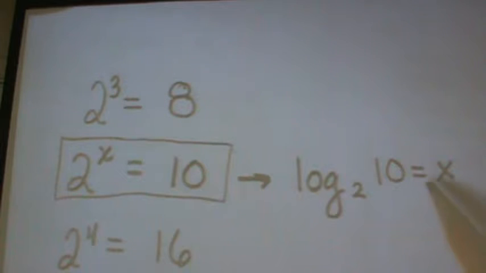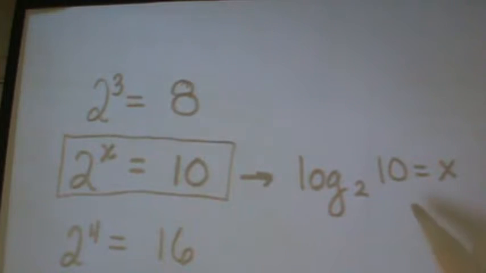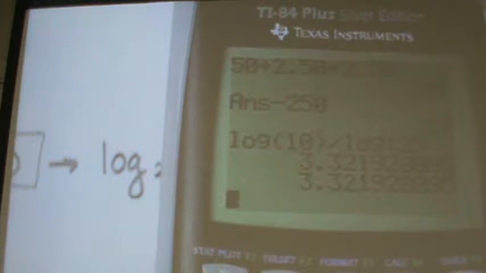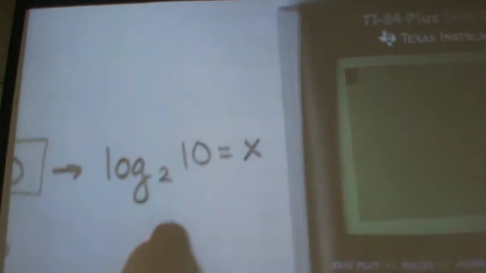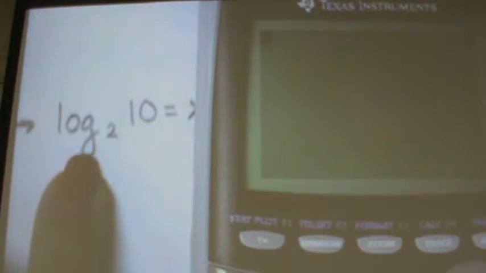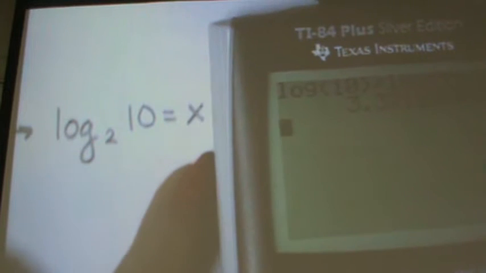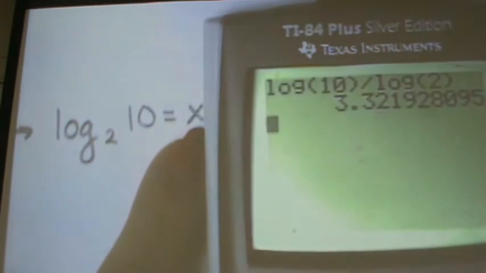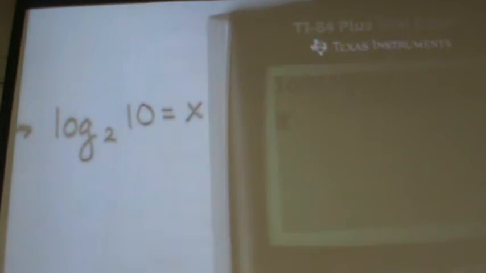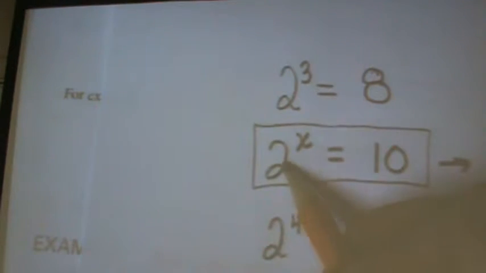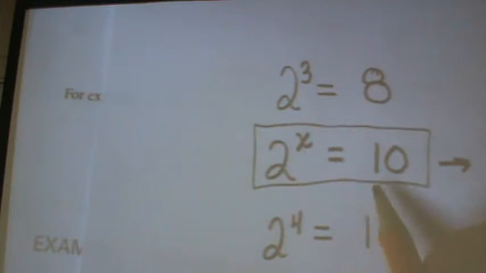Now depending on the calculator you have, if you have an 83 or an 84, you have to use the change of base formula. Do you remember what it is? It'd be the log of 10 divided by the log of 2. So the answer is 3.32. This is all old stuff. So in other words, 2 to the 3.32 power is equal to 10.